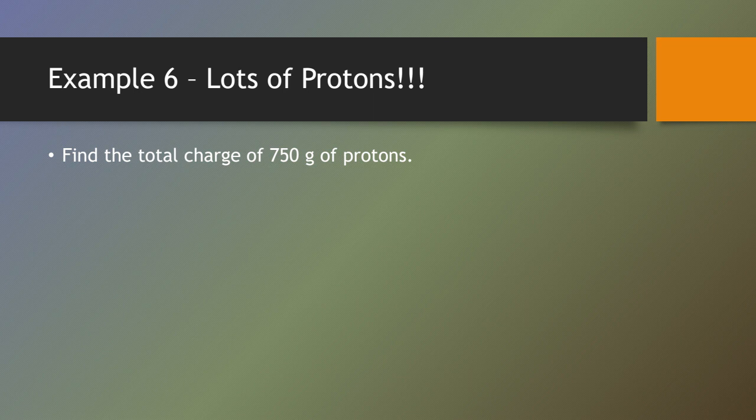All right, everyone. So in this problem, we're trying to figure out the total charge of 750 grams of protons. So if we have 750 grams, we first have to figure out how many protons that is. 750 grams, remember, is the same thing as 0.750 kilograms.